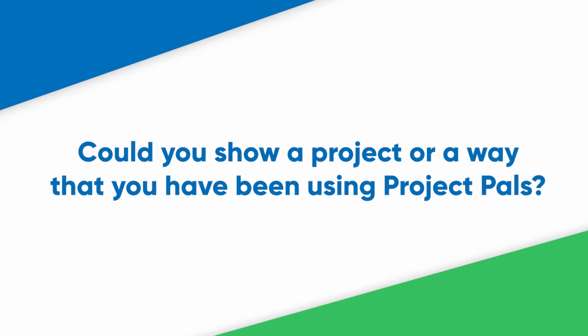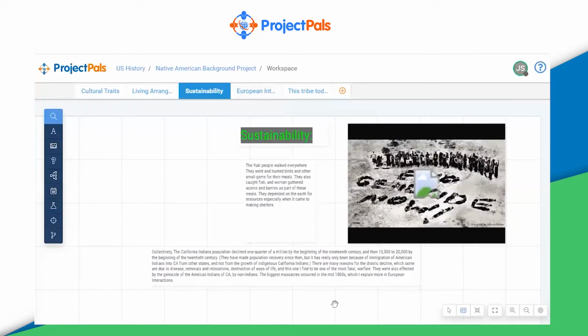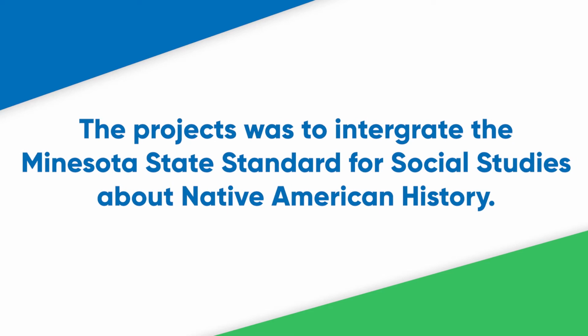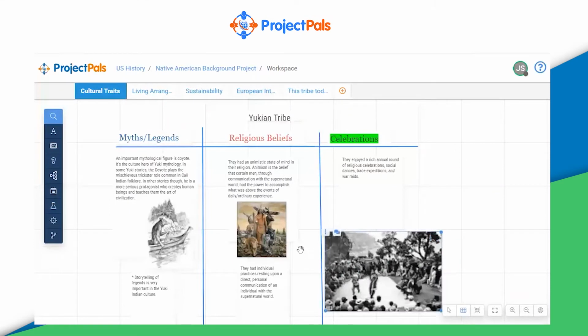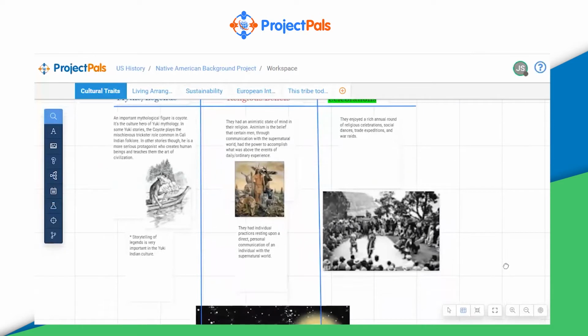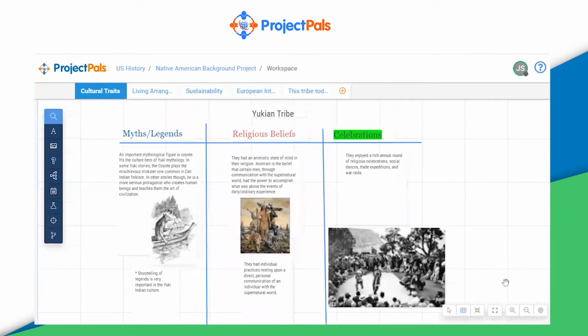Yeah, could you show a project or a way that you've been using it in one way, and then after that show another project that illustrates a different way you've been using it? Yep, so this is the first project that I built on Project Pals, and it's to integrate the Minnesota State Standards for Social Studies about Native American history, because that's a big part of our state's history. And what I did was I built a project addressing different parts of the standards so then I could encompass more of them within my project.